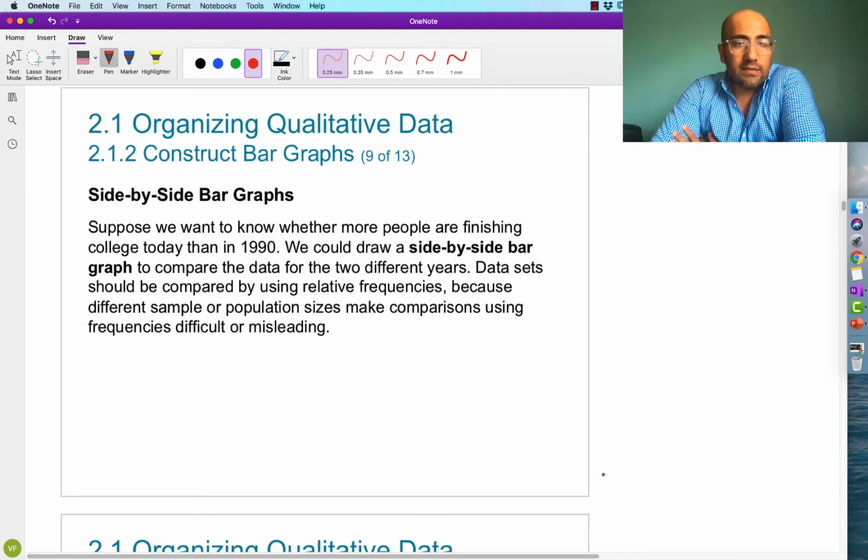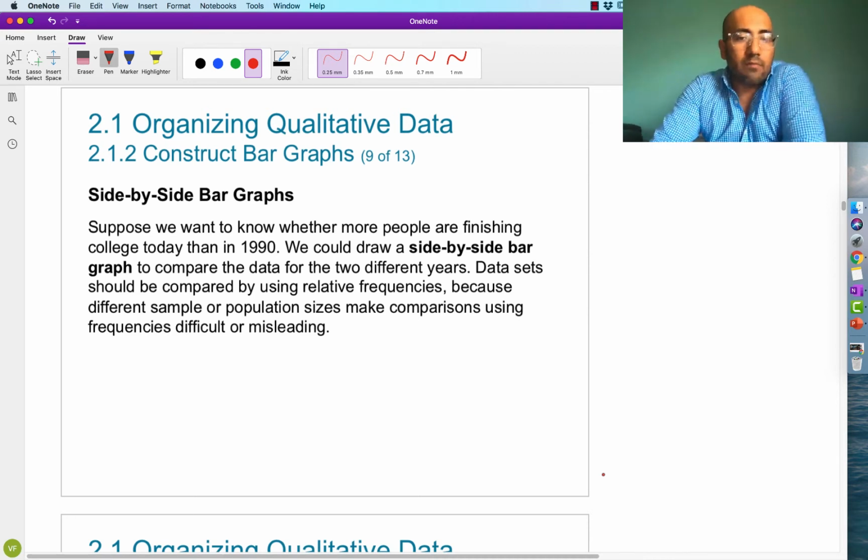Sometimes we've got to step up our game and increase the complexity of the graphs we create, because the data gets complicated. So one thing that we could do is a side-by-side bar graph. Suppose we want to know whether more people are finishing college today than in 1990. We could draw a side-by-side bar graph to compare the data for 2 different years.